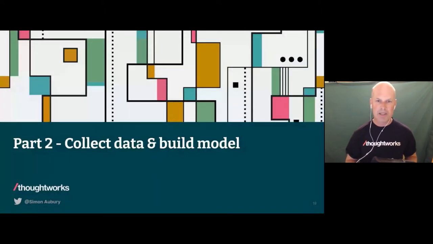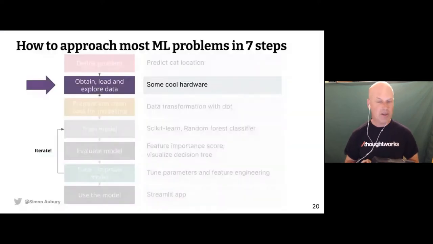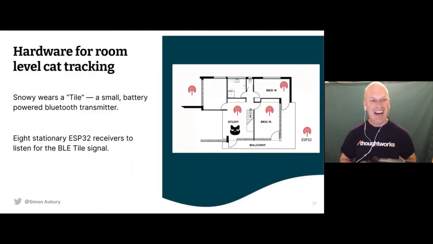But how do you go about collecting a bunch of historic information? What's the process? Now, this was the first challenge I had. Snowy's not particularly good at data entry, so I needed to come up with an automated way of actually working out where she's been historically. So how do you actually obtain that data to initially seed up a model? Well, my answer is to get some cool hardware.